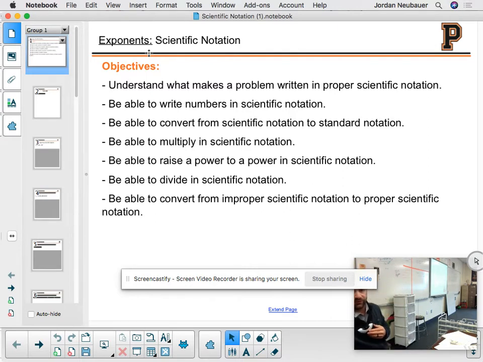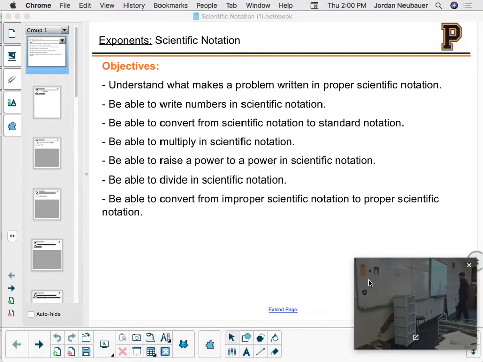Objectives for today, we want to be able to understand what makes a problem written in scientific notation simplified, or I should say kind of define what scientific notation is. Work on writing numbers in scientific and then converting them back to standard notation, which, if you're wondering what standard notation is, basically any number that you're used to seeing is called standard, and any number that you are maybe not as used to seeing is called scientific, or we'll call that scientific notation for today.